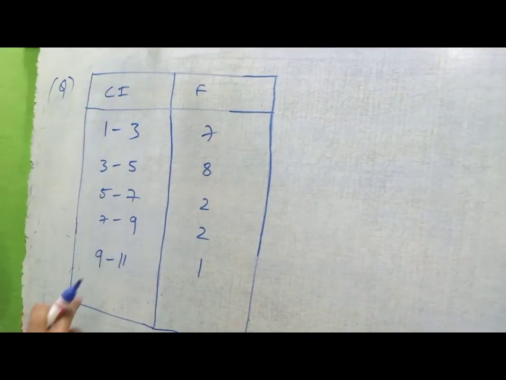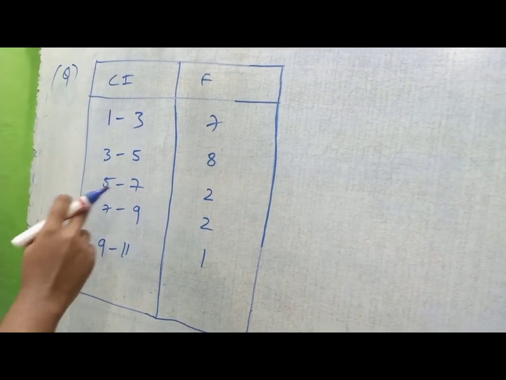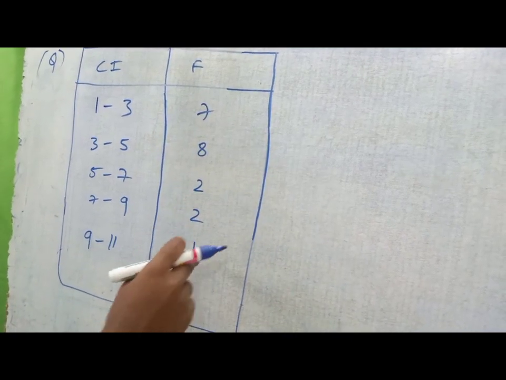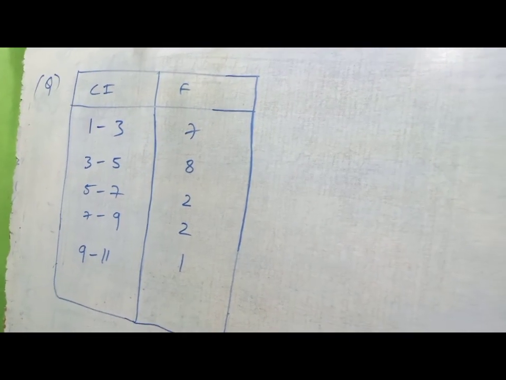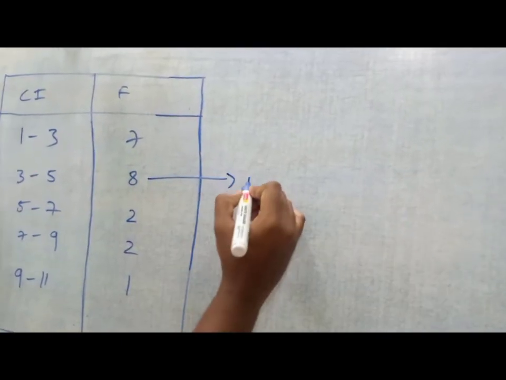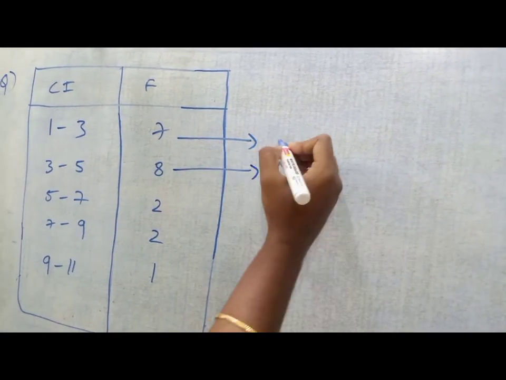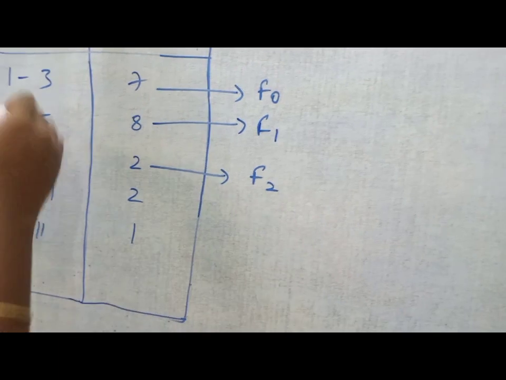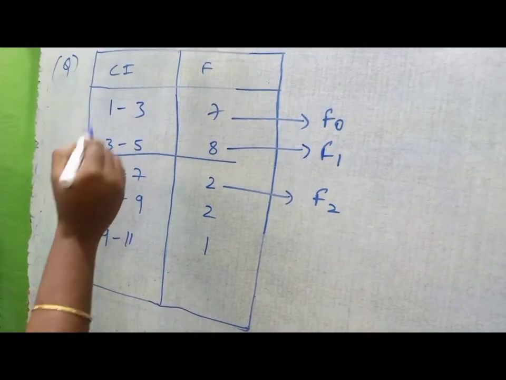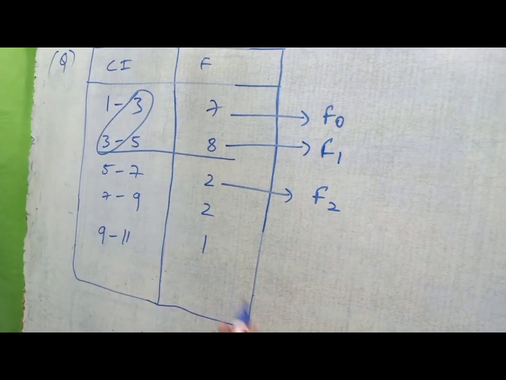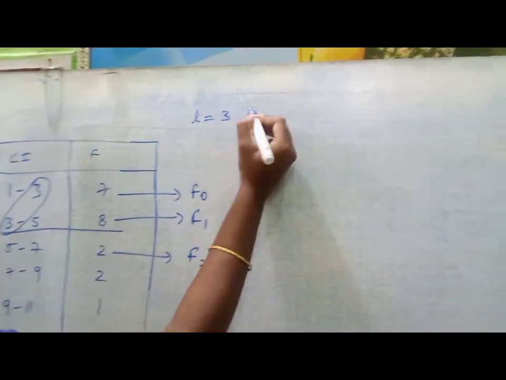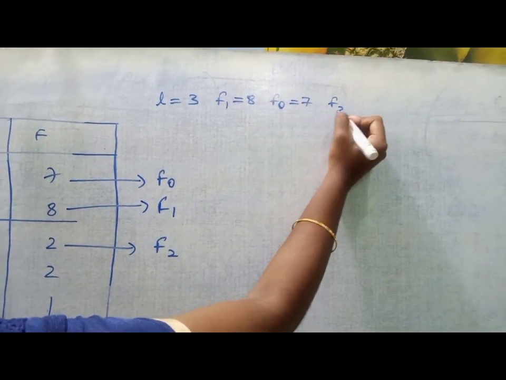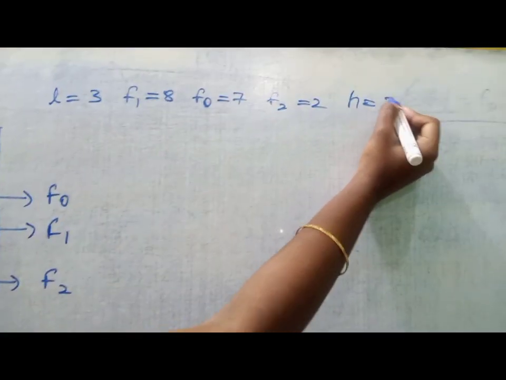Now, the class intervals are 1 to 3, 3 to 5, 5 to 7, 7 to 9, 9 to 11. And the frequencies are 7, 8, 2, 2 and 1. Now, the highest frequency is F1. The frequency preceding it is F0 and the frequency succeeding it is F2. And the L value is from the modal class, so the L value becomes 3. L is equal to 3, F1 is equal to 8, F0 is equal to 7 and F2 is equal to 2 and H is equal to 2.